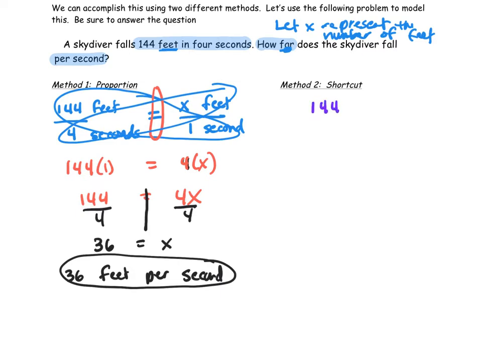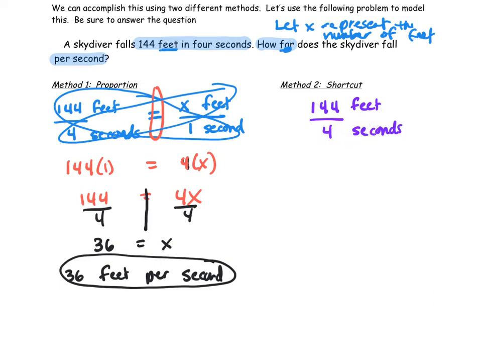They give me 144 feet in 4 seconds. Now, before I answer this, I want to make sure that that's what the question is. The question is asking me how far, so how many feet per second. It's important when we're answering the question that whatever they ask, per second, the unit that we're looking for is on the bottom.